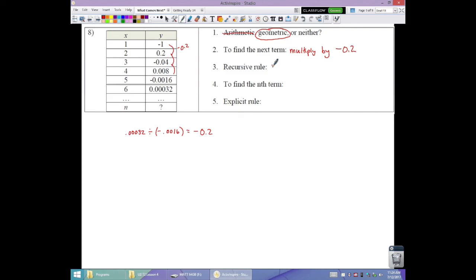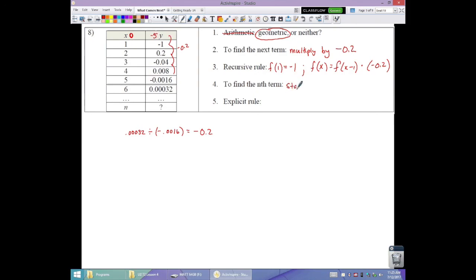The recursive rule would say f of 1 equals negative 1, followed by f of x equals f of x minus 1 times negative 0.2. To find the nth term, well, we can't explain that till we get the 0th. So going backwards, I need to do negative 1 divided by negative 0.2, which is negative 5.